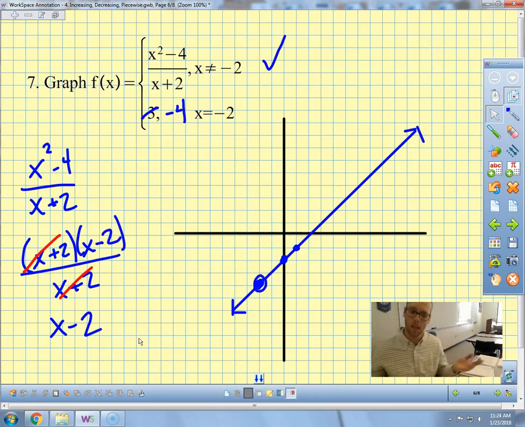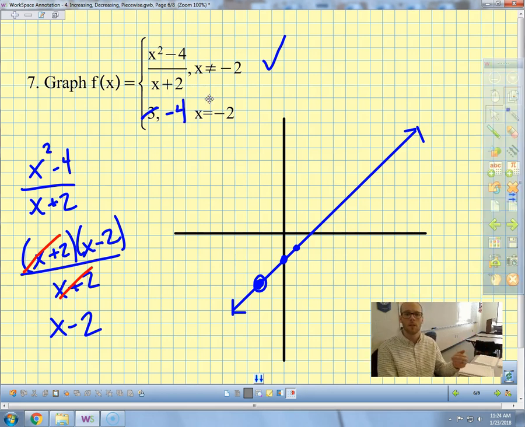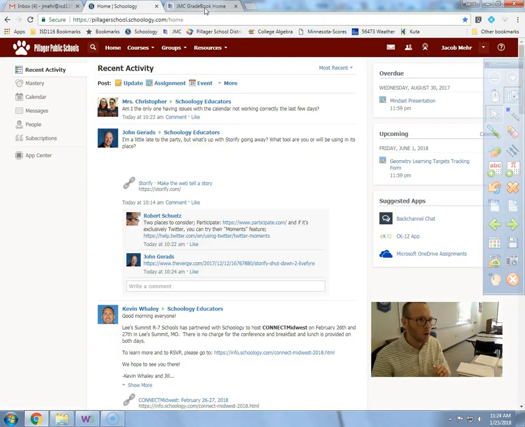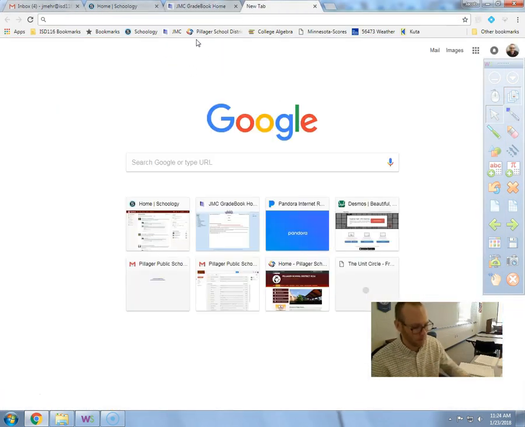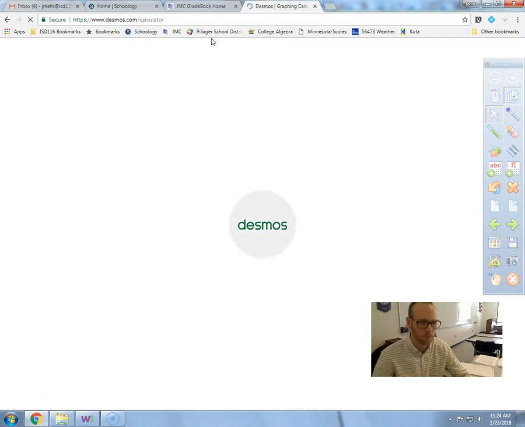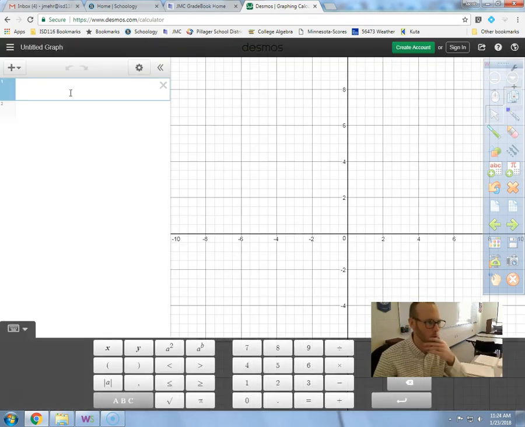So maybe, depending on the situation, we might want to make a piecewise function that does this. To say, okay, we know we can't put it in there, but maybe we should define it so there's not a hole in our line. But if we go back to the original, it looks like that. Let me open up Desmos real quick. And I just want to see what this looks like when I graph it in Desmos.